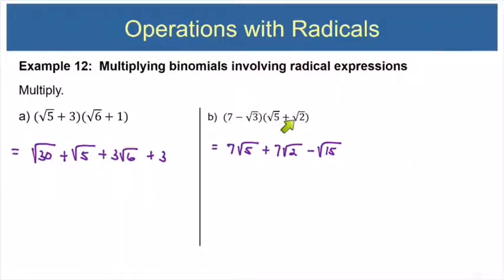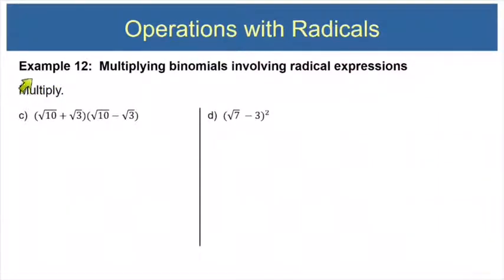And last times last will be negative square root of 3 times positive square root of 2, so that's going to be minus square root of 6. And again, notice that all 4 radicals are different and none of them can be simplified, so we can't do any combining here, and this has to be our final answer.